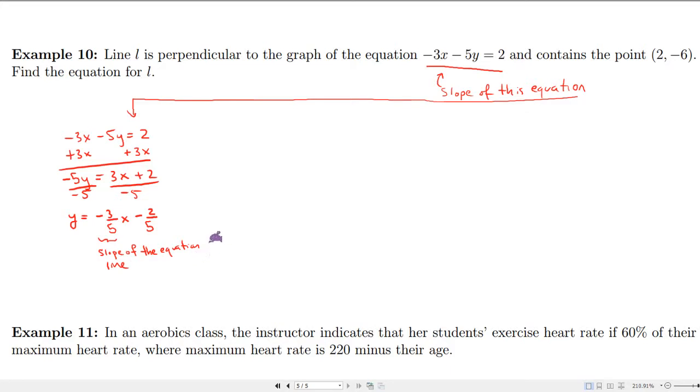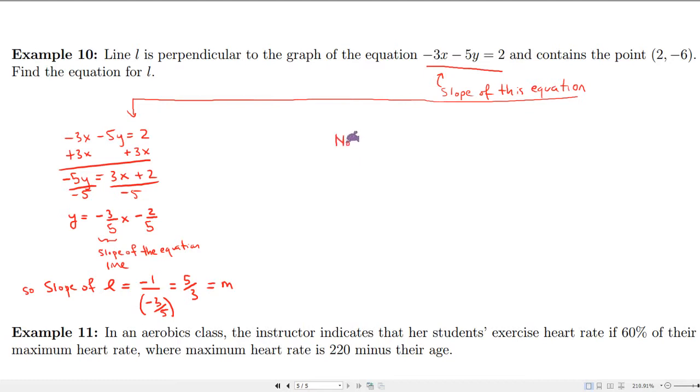So what does that tell us? What is the slope of L? It is going to be the negative reciprocal of this. That's negative 1 over this value, negative 3 over 5. It's already a fraction, so just take the reciprocal and negate it. So it's actually going to be 5/3. Now we have the slope. This is our m. Now we have to find b, right?